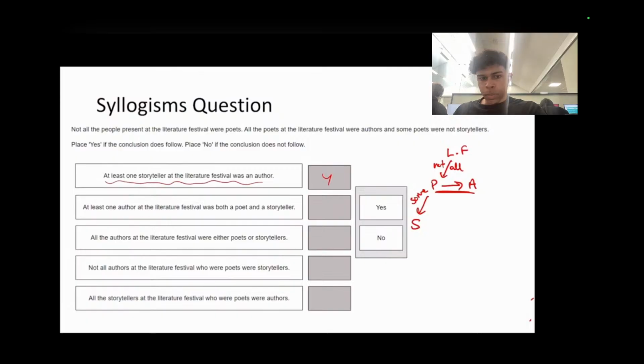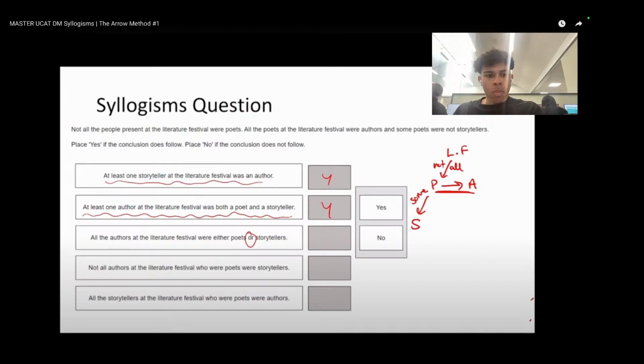So, based off the logic we just used, the second statement must also be true. At least one author was both poets. Either they are, or you can disprove it, because what we can say is, previously in the line above, we literally just said at least one author is both. So we know that there is one author who's a poet and a storyteller. So when it says all the authors are either, that has to be wrong.